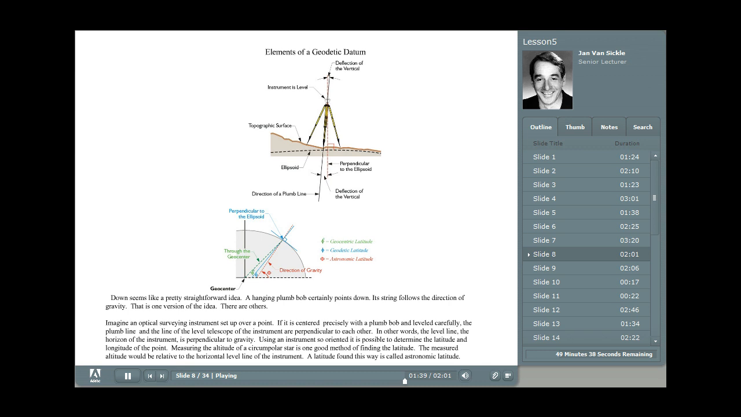And then of course there's a third kind, and this is the geocentric latitude, and this is the one that goes from the point on the Earth's surface to the geocenter, or the center of mass of the Earth. So the one that is of interest, and the one that is used most often, is the geodetic latitude, which is based on perpendicular to the ellipsoid.